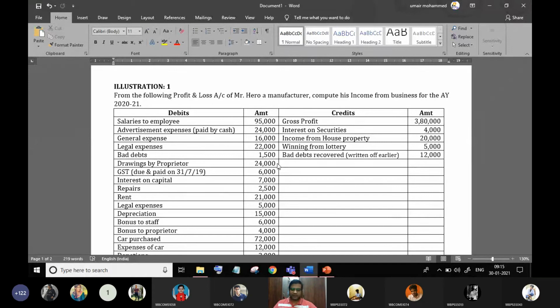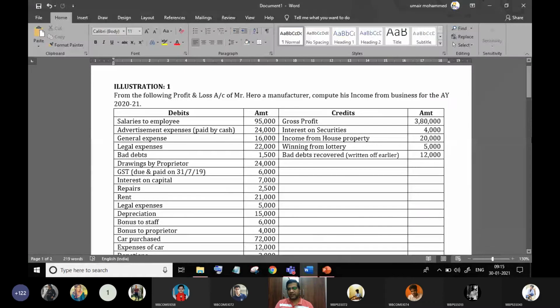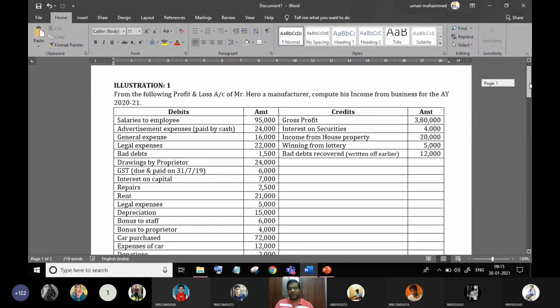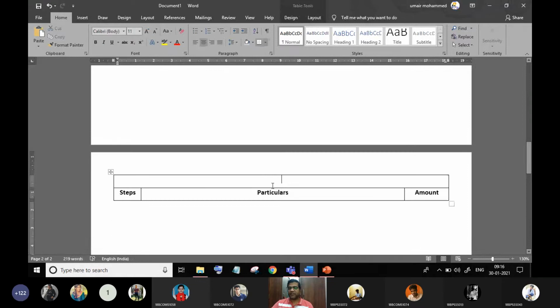So let's follow the format. So what should we do as per the format? Step number 1, identify net profit or loss as per profit and loss account. So let's do that. So first let's write down the opening statement. What is the name of the assessee? Mr. Hero. So always the opening statement is important. Even in the examination, you should begin every solution with this.